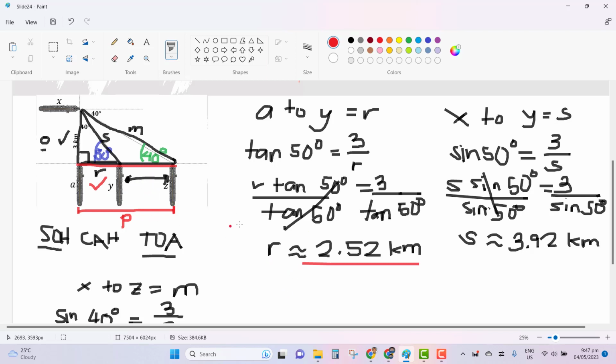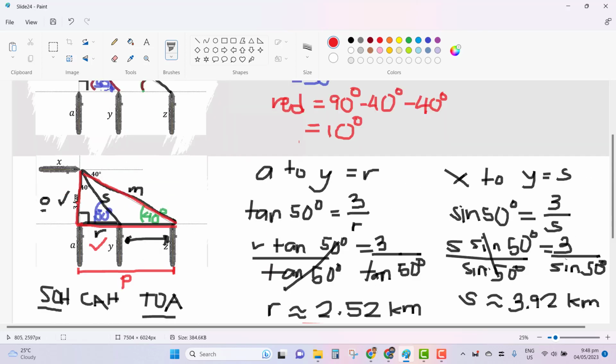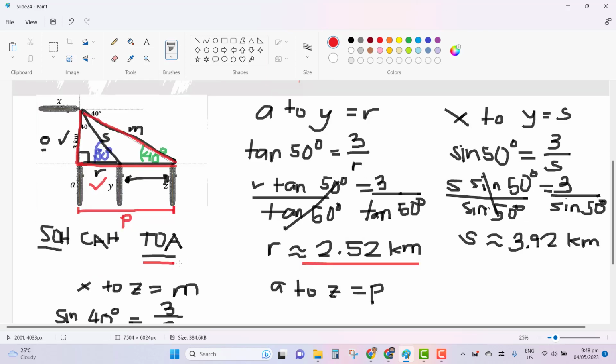So solving for P, that's actually A to Z. This is again the side of your larger triangle, but specifically with regards to your given angle measurement of 40 degrees, the green colored angle, side P is your adjacent side. You might use M as what you have solved earlier, but this is not exact. Again, let's use the given 3 kilometers, which is your opposite. So opposite, and P is your adjacent to 40. We will be using TOA.